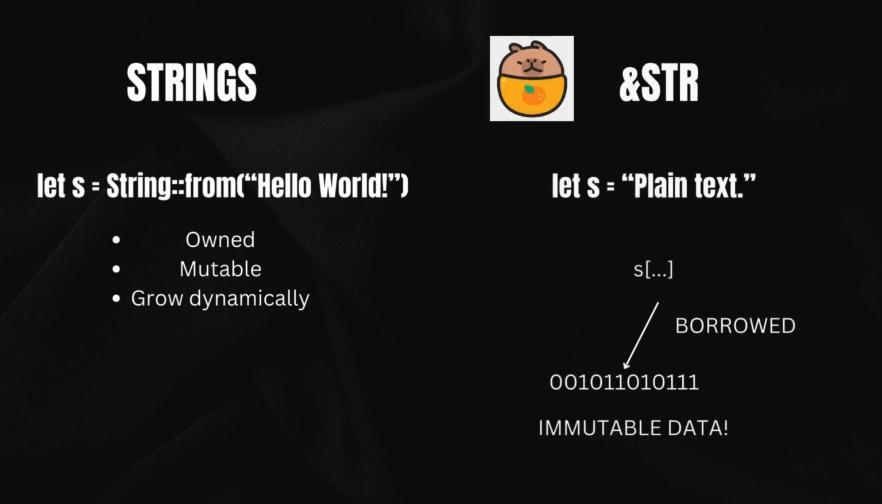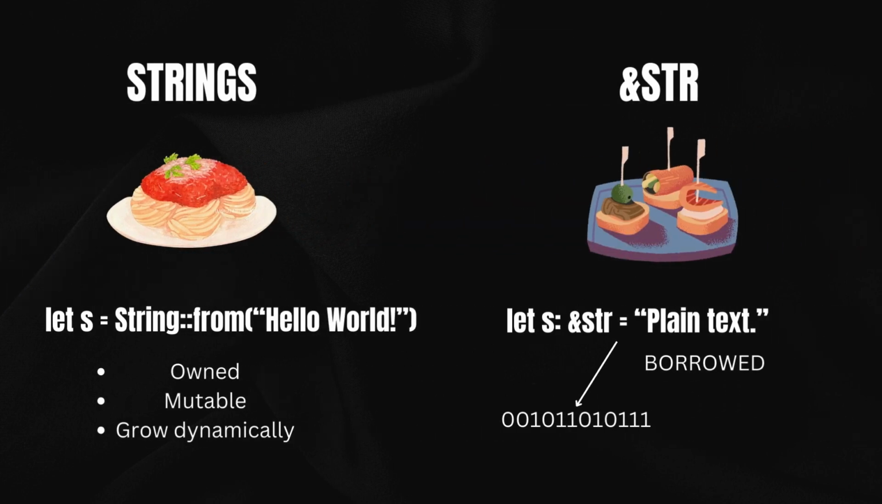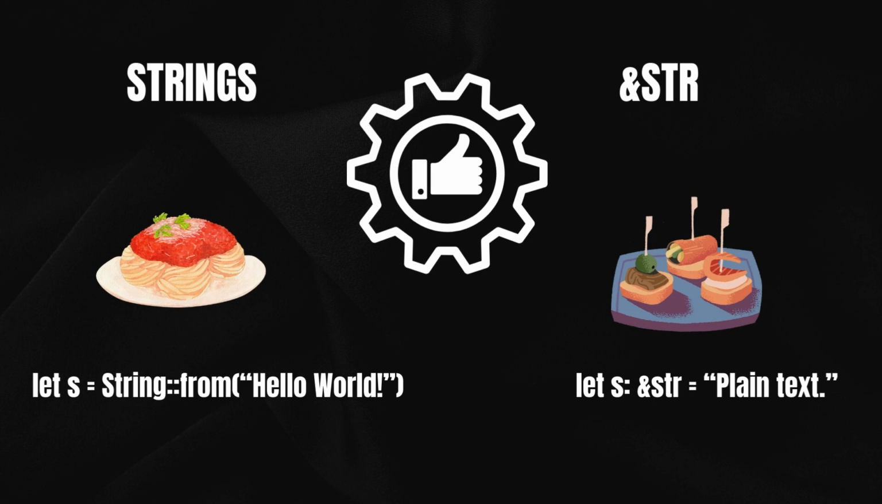On the other hand, a string reference is more like borrowing a cup of sugar from a neighbor. It's a string slice offering a view into a string or a string literal, meaning a sequence of characters which is coded as binary text directly into the compiled code. Unlike String, a string reference is borrowed, meaning that it doesn't own the data. It's immutable, so you can't make changes directly to it. Think of String as the main course and string reference as the appetizer, offering a sneak peek without taking ownership. Understanding this difference sets the foundation for efficient and effective string handling in Rust.